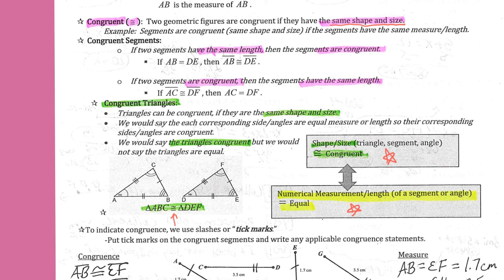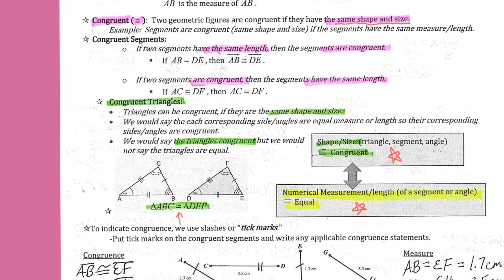So if two segments have the same length, then they are going to be congruent. They're going to be the same shape and size as each other. If they're both 7 inches long, then they will be congruent to each other, the same shape and size. So how would you write that algebraically? Right here: if AB equals DE. What do you mean?